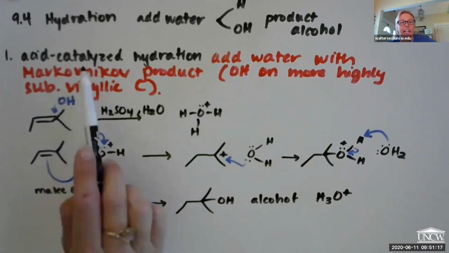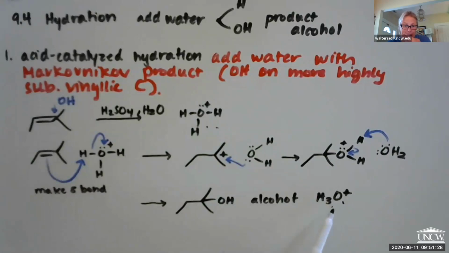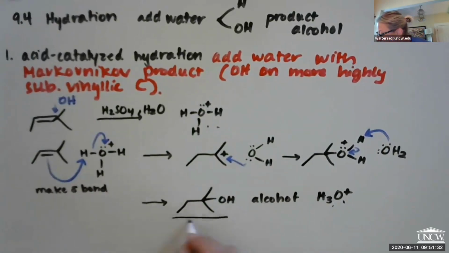So when something is catalyzed, you have a reagent that goes in that comes out in the same structure. So the hydronium was used and then regenerated. So that's a catalyst, and your product here is the alcohol.